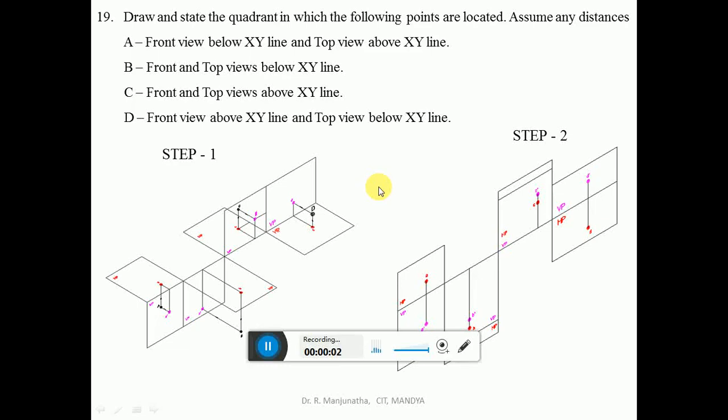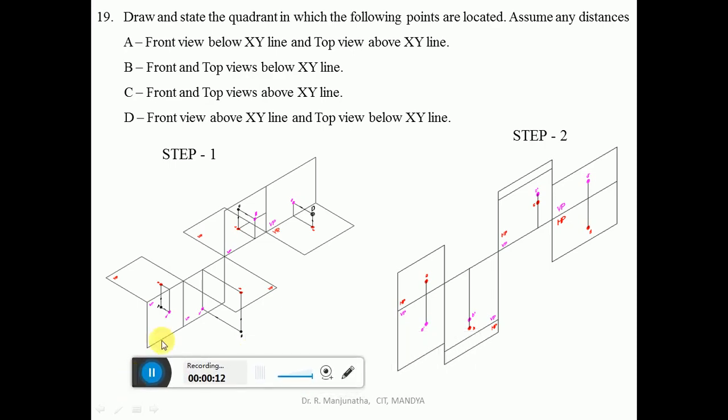Draw and state the quadrant in which the following points are located. Assume any distances. Point A: front view is below xy line and the top view is above xy line. Capital B: front and top views below xy line. Capital C: front and top views above xy line. And capital D: front view above xy line and top view is below xy line.